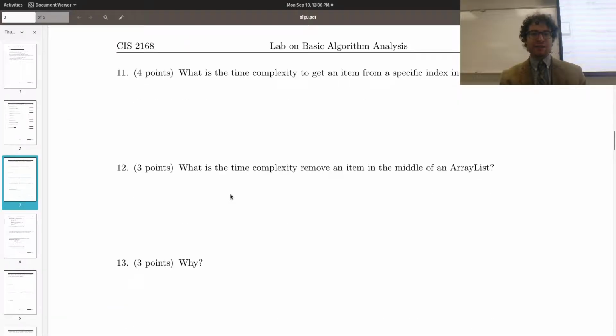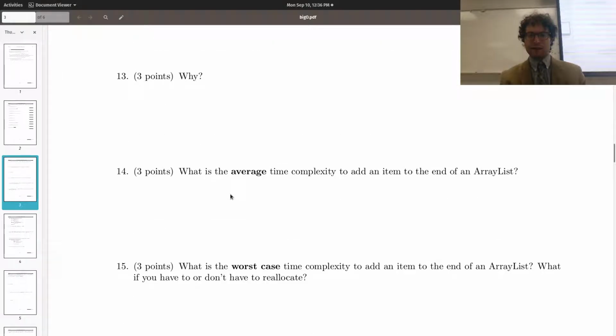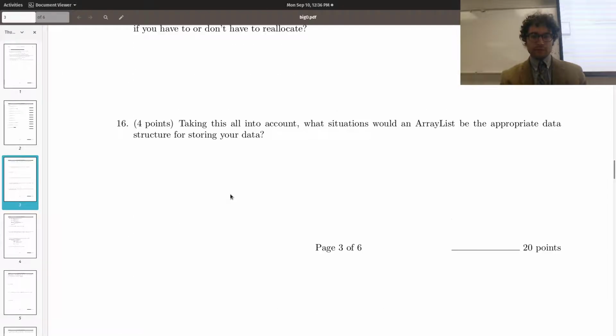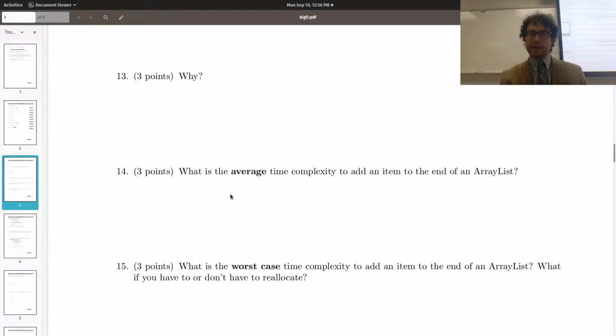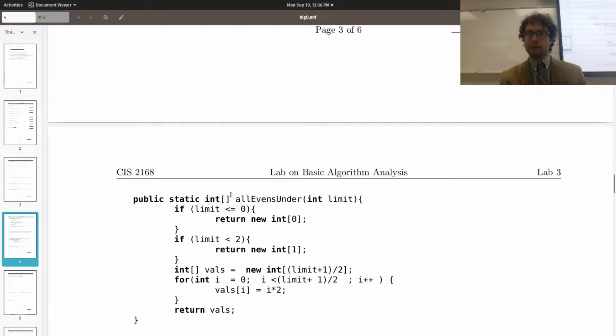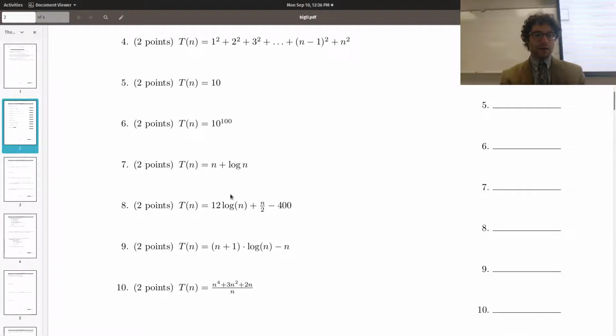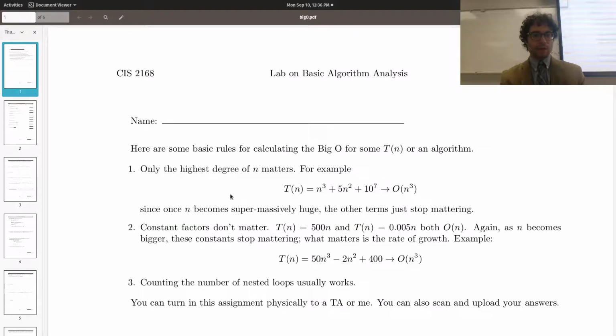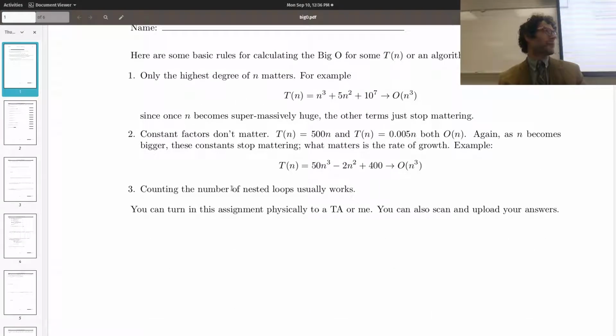So next is answering questions about the data structures we just learned, right? How long did these things take? Basically, analyzing these data structures, giving me an analysis of what the big O runtime is. Here, the third rule comes into play, which is that counting the nested loops usually works to figure out what your big O notation is, right?